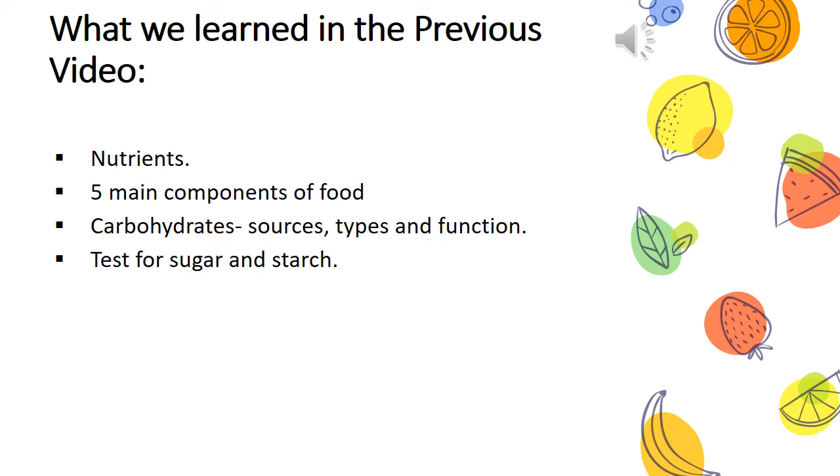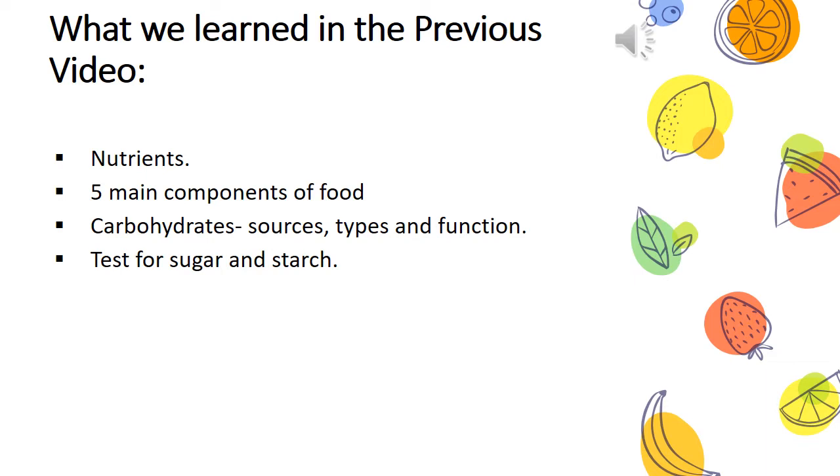Hello students, here I am back again with a science chapter 2, components of food part 2. In the previous video, that is part 1, what we learned and what we know is nutrients. What are nutrients? Substances present in food needed for proper growth, development and functioning of the body are the nutrients.